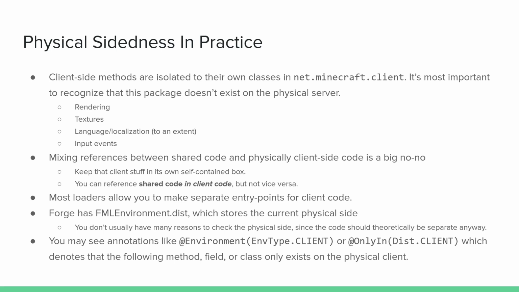Forge has the FMLEnvironment.dist field, which stores the current physical side, so if you wanted to check it, you could do it like that. And you'll also see annotations like Environment or OnlyIn. That just means that the following method, field, or class just doesn't exist on the server. The OnlyIn, I think, is a better example of what that means. Dist is short for distribution, so distributed client, distributed server.